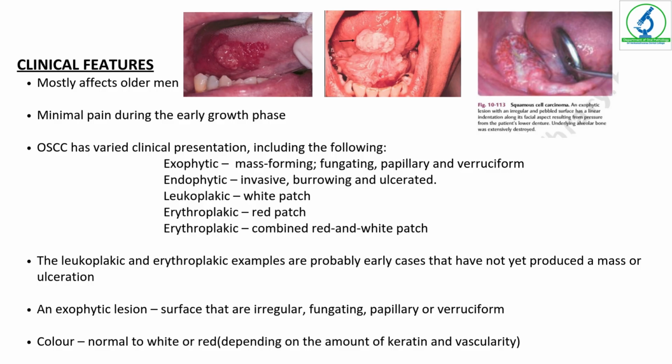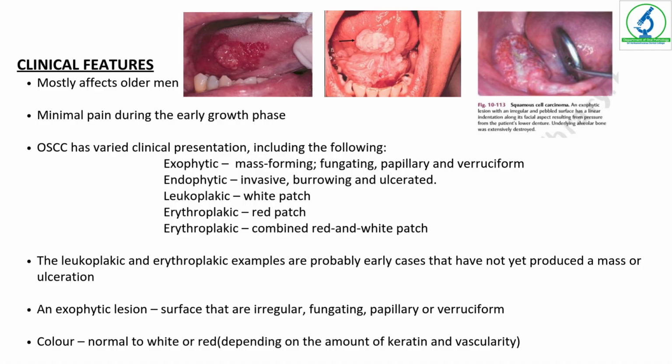Clinical features. Mostly affects older men. Minimal pain during the early growth phase. OSCC has varied clinical presentation, including the following: exophytic, mass-forming, fungating, papillary and verruciform. Endophytic, invasive, burrowing and ulcerated.